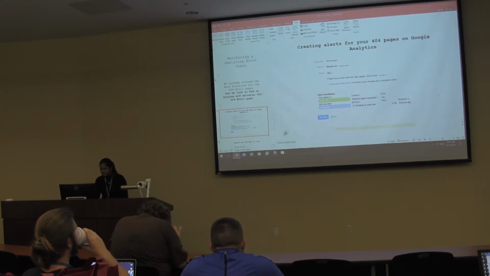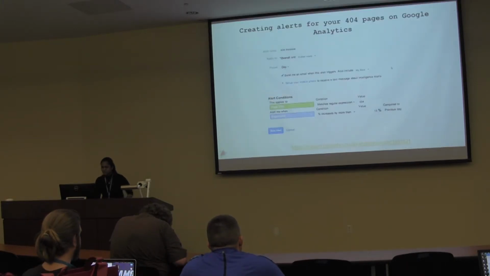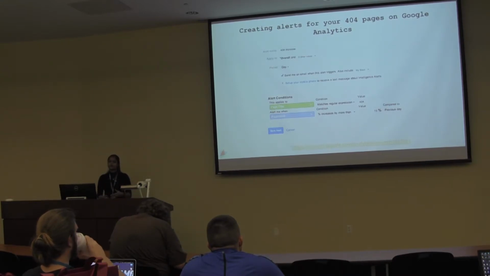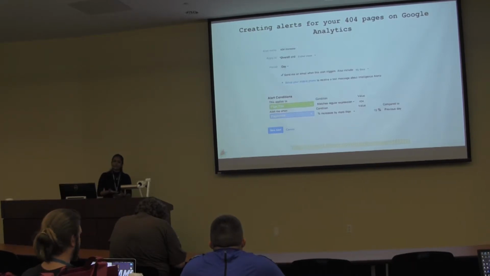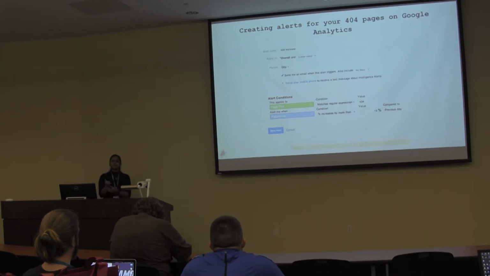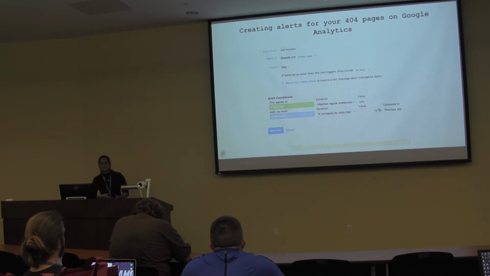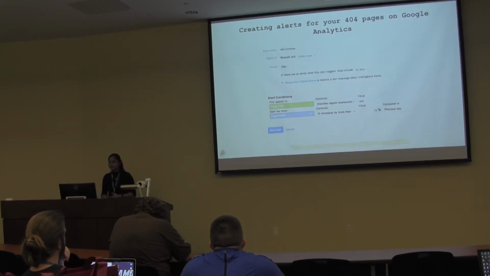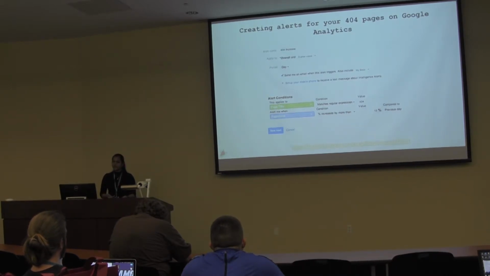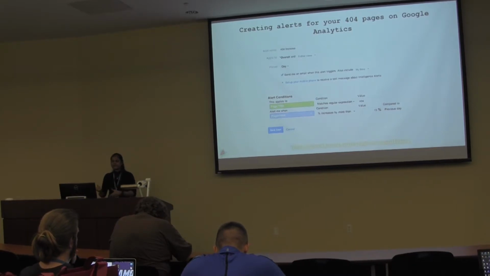Creating alerts for your 404 pages on Google Analytics. So we'll cover this in a bit. You can create an alert on Google Analytics about your 404 error page. If users land on the 404 error page on your site and it increases by a certain percentage, 5, 10, 15, whatever you want, it can send you an alert that users are landing on your 404 error page. So you can take action directly and remove those links, or redirect those links to proper relevant pages.